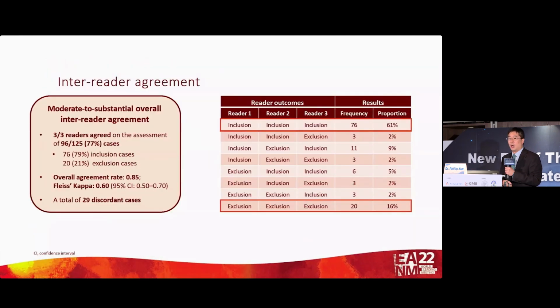So these are the results overall. There was moderate to substantial overall inter-reader agreement. That was 3 out of 3 reader agreement in 77% of the cases. And to break it down, 79% of those 3 out of 3 unanimous agreement were inclusion cases and 21% were exclusion cases. Why am I bothering telling you that? As expected, agreement was less on the exclusion cases. It's harder to see PSMA negative stuff than PSMA positive stuff, okay?